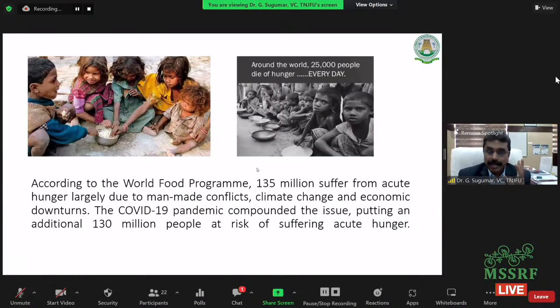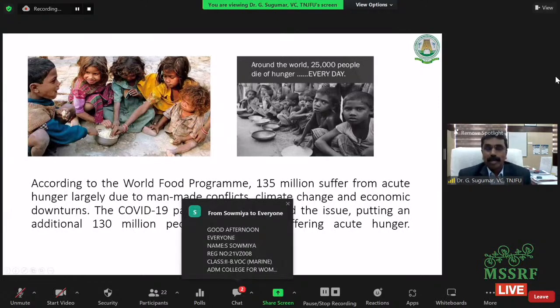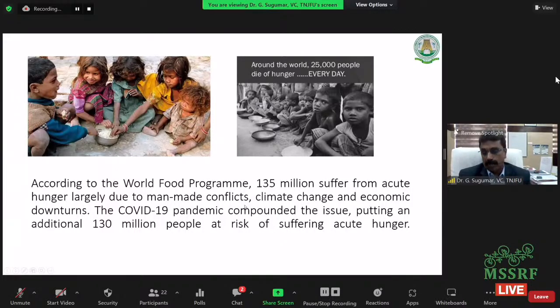Poverty and hunger are a real issue, although certain sections of people do not feel it. According to the World Food Program, 135 million suffer from acute hunger, largely due to man-made conflicts, climate change and economic downturns. But then this pandemic has added another 133 million people at risk of suffering acute hunger. This is a very real issue, and we have seen what happened to our migratory workers during the pandemic restrictions, when there was no job and everything was closed down. So this has put us in a fix, how to overcome it.